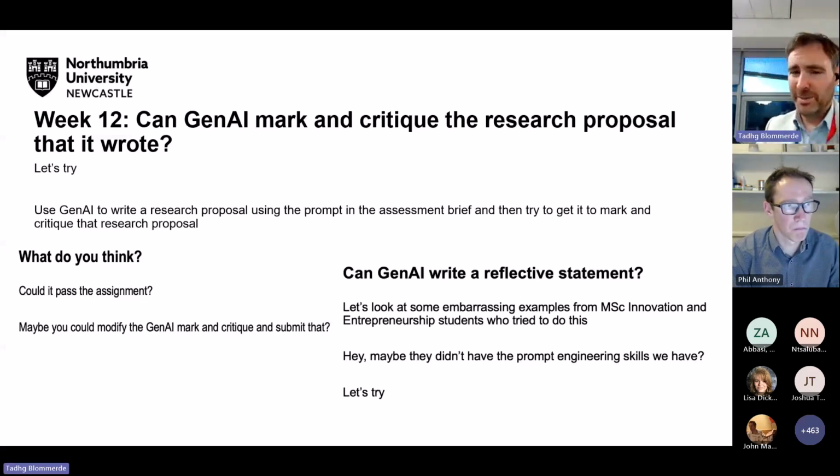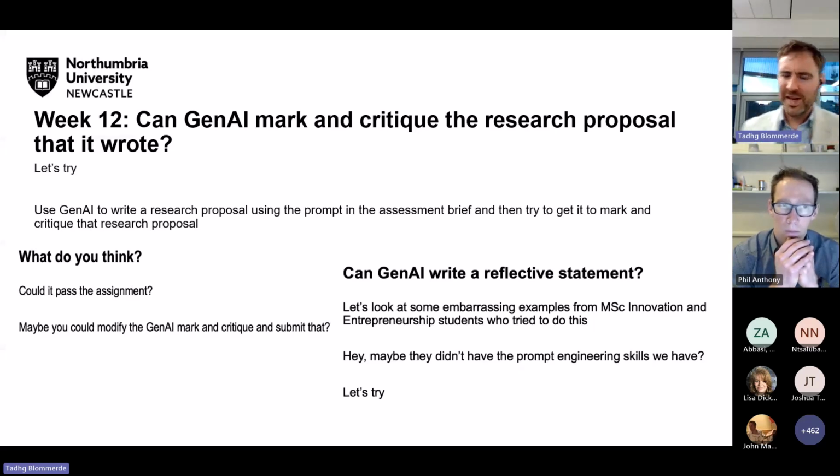In the final seminar of the module, week 12, students put their prompt engineering and critical analysis skills to the test by seeing could they use Gen AI to cheat the final assessment. So that's getting Gen AI to mark and critique a Gen AI written research proposal and getting Gen AI to write a reflective statement.